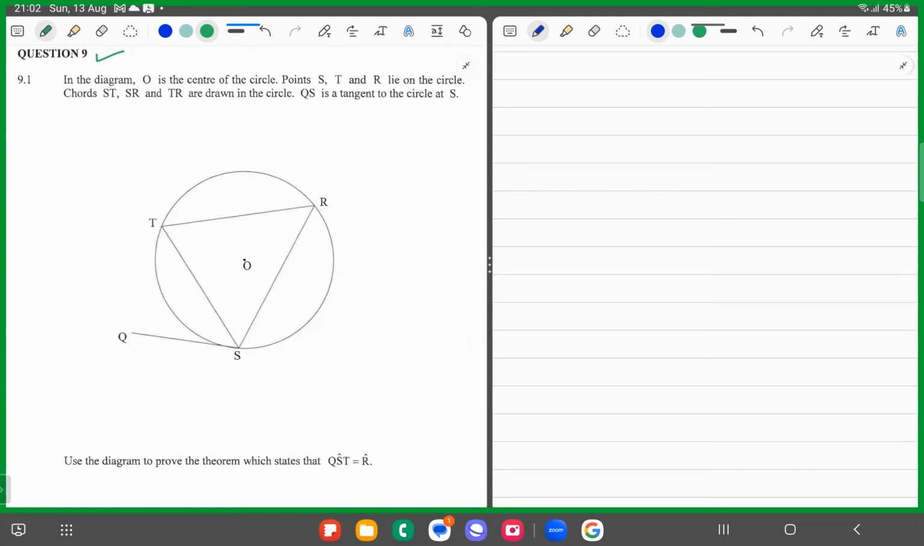Okay, in the diagram, O is the center of the circle. We're looking at the solution to question 9 right now. In the diagram, O is the center of the circle. Points S, T, and R lie on the circle. Chords ST, SR, and TR are drawn in the circle. QS is a tangent to the circle at S.